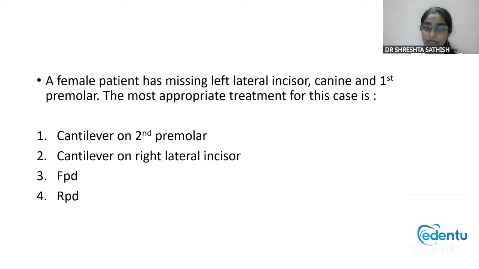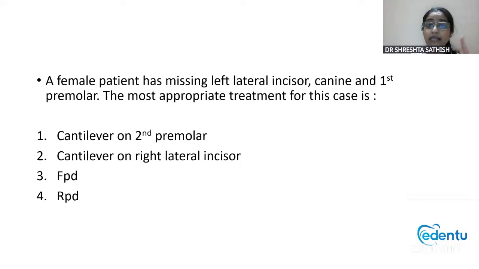Coming to a female patient who has a missing left lateral incisor, canine, and first premolar. What is the most appropriate treatment in this case? Lateral incisor, canine, and first premolar is missing. Let's come to the options. Cantilever on second premolar. No, not possible. You cannot cantilever 3 units onto a second premolar. So that's not the answer.